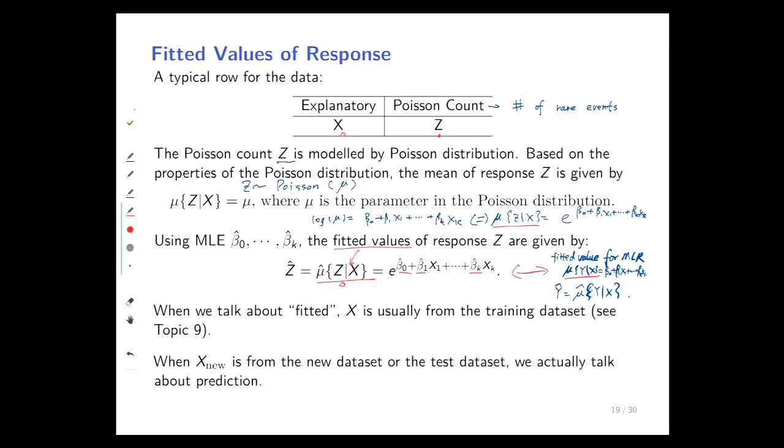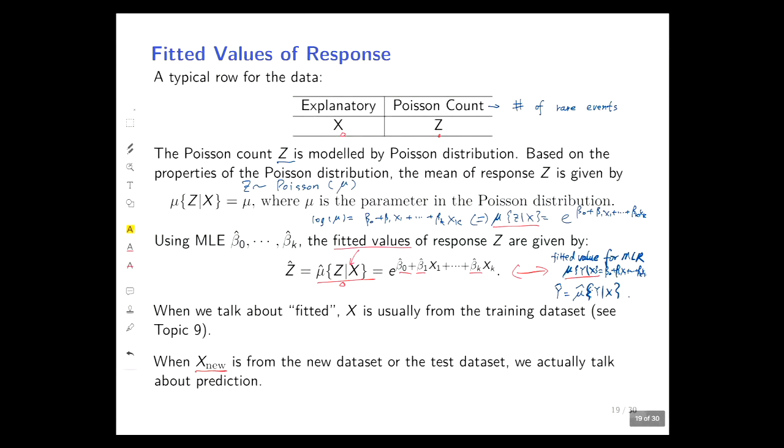When we talk about the fitted value, we usually mean that x is from the training data set. But if we consider some new x from the test data set or from some new data set, we actually talk about prediction. I think you have already done something about how to use the test data set X to predict the response variable in your assignment 2.